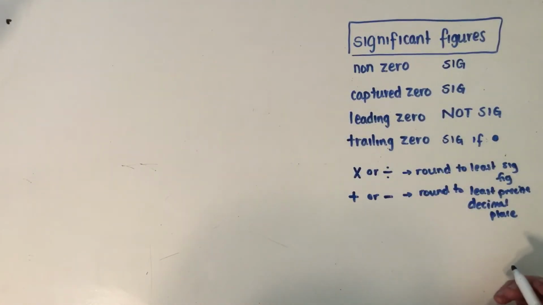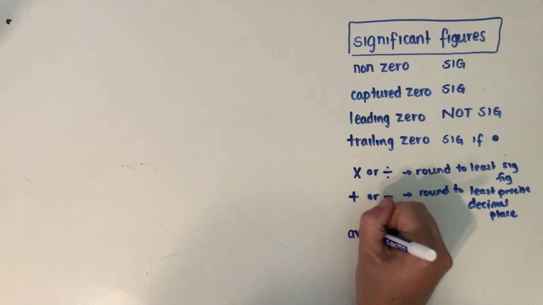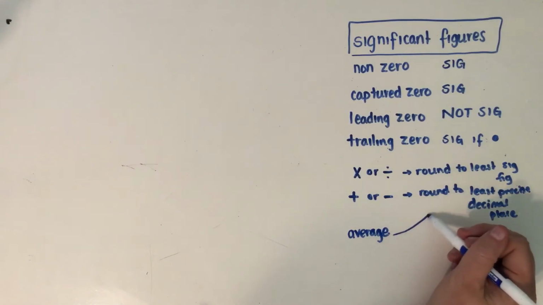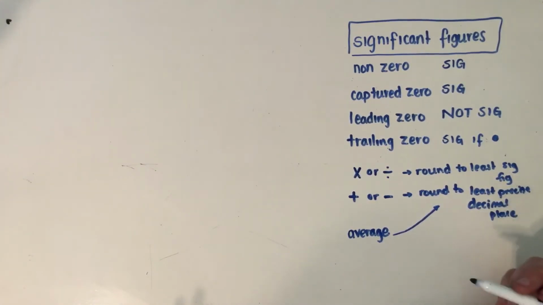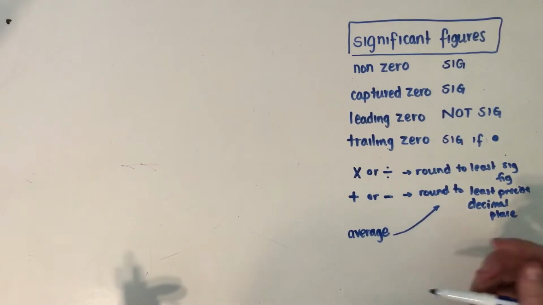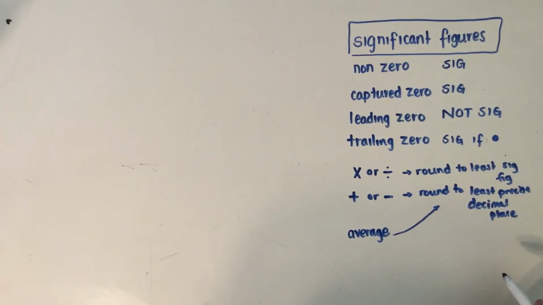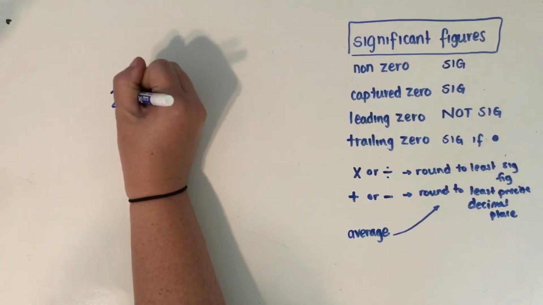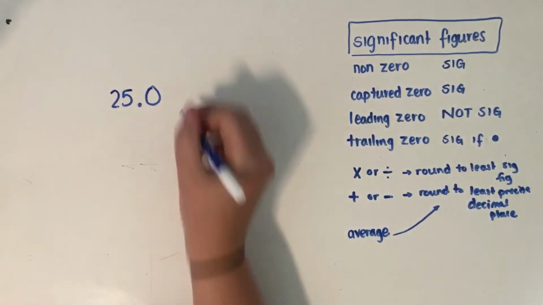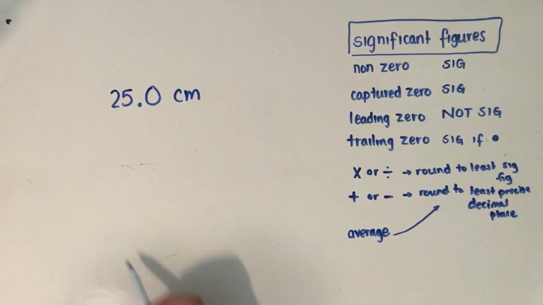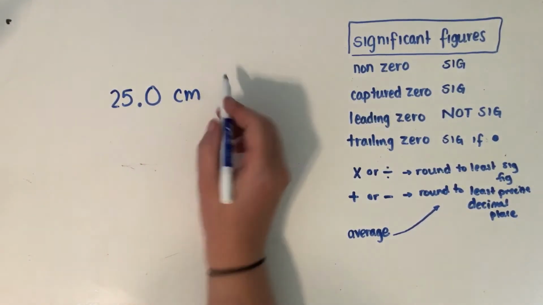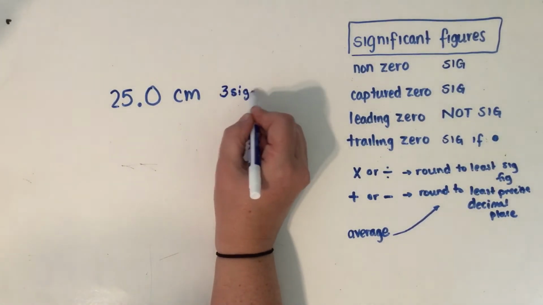The only one that we're going to add that might be new is when we're taking averages for our labs, we're going to round to the least precise decimal place, or really it's going to be the least precise measurement taken. So again, we're going to tie significant figures to the measurements that we took, so that if I give you a number like 25.0 centimeters, I want you to be able to say, okay, we have two non-zeros, we have a 0, but it has a decimal, it's trailing, that would be 3 significant figures.